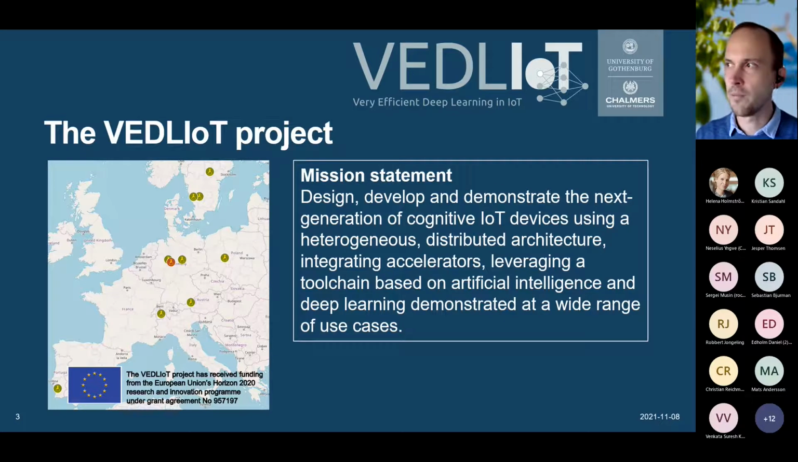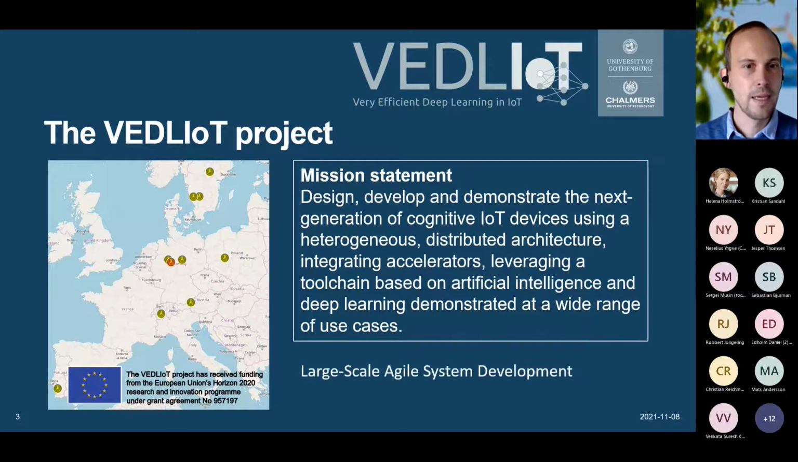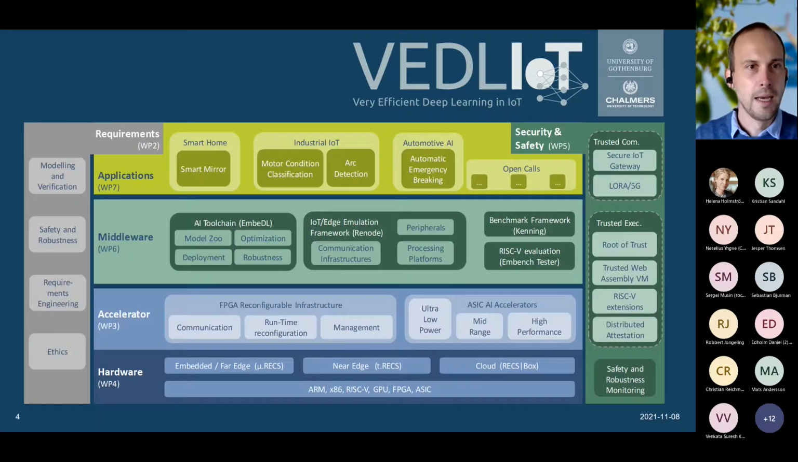Now, this is quite a mouthful of things that we want to do in this project, but basically it means we are trying to distribute deep learning not only on one local device, but on several devices that might be connected through the IoT. And this is actually a good example of a large-scale agile system development that we are trying to do here. And this is how this project is set up.